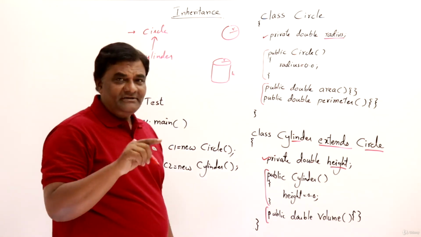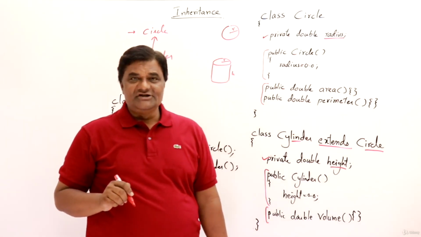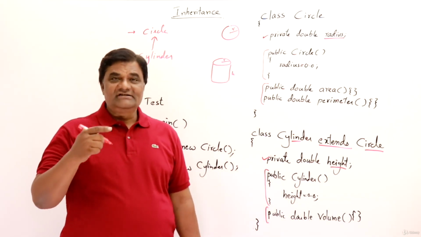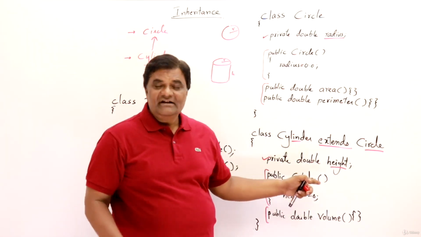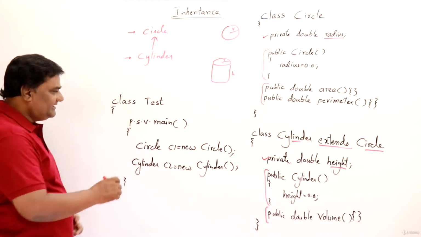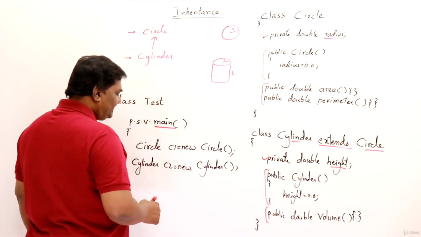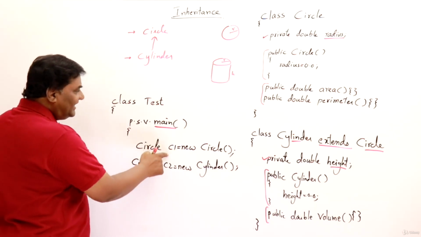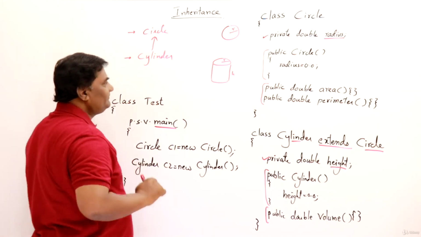Super and sub is the most commonly used terminology in Java, or even parent and child can be used. So superclass and subclass. So this is inherited. Now next thing, I have a class here. Inside that, the main method is there. Inside the main method I have created objects of Circle and Cylinder. Now what these two will have, I will draw them here and show you.